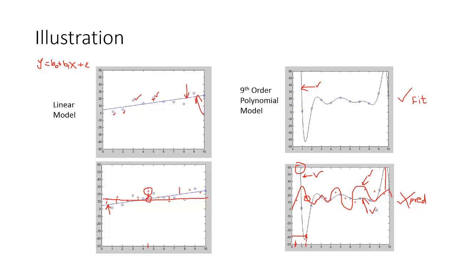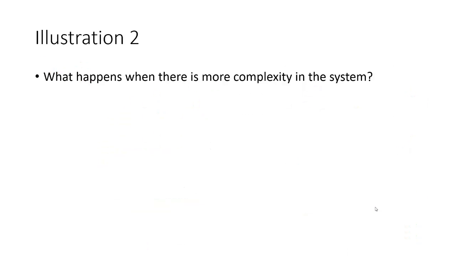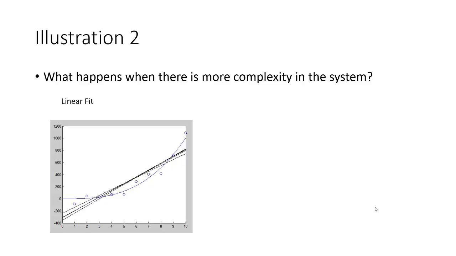So here is what we showed you: a system that was truly linear, and clearly how using a linear model made more sense than having a more complex model. Now what happens when there is more complexity to the system? Let us, for instance, say that my true model was quadratic. That's what I'm going to show here. I'm going to take a quadratic model and then see what happens when I try a linear fit. So here is a quadratic model.